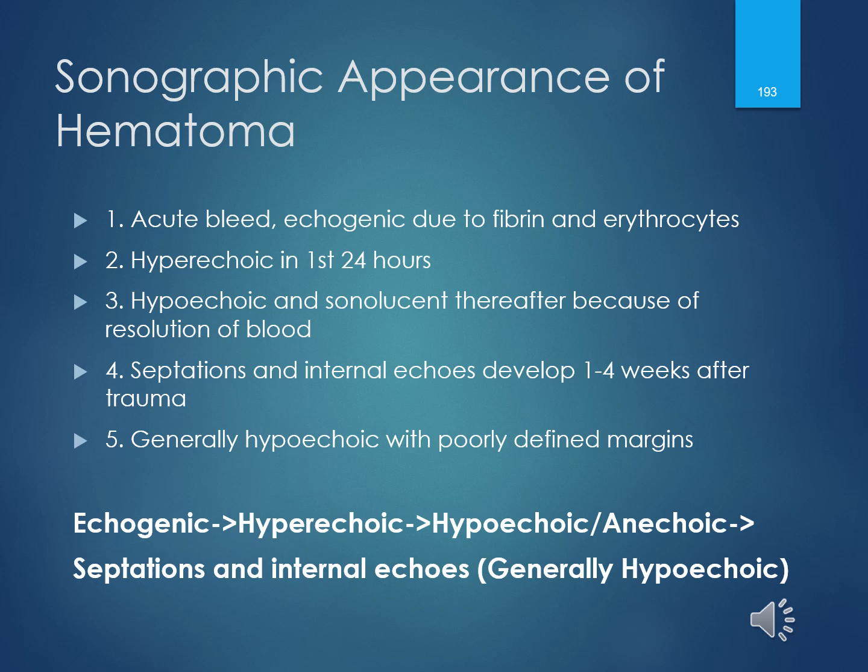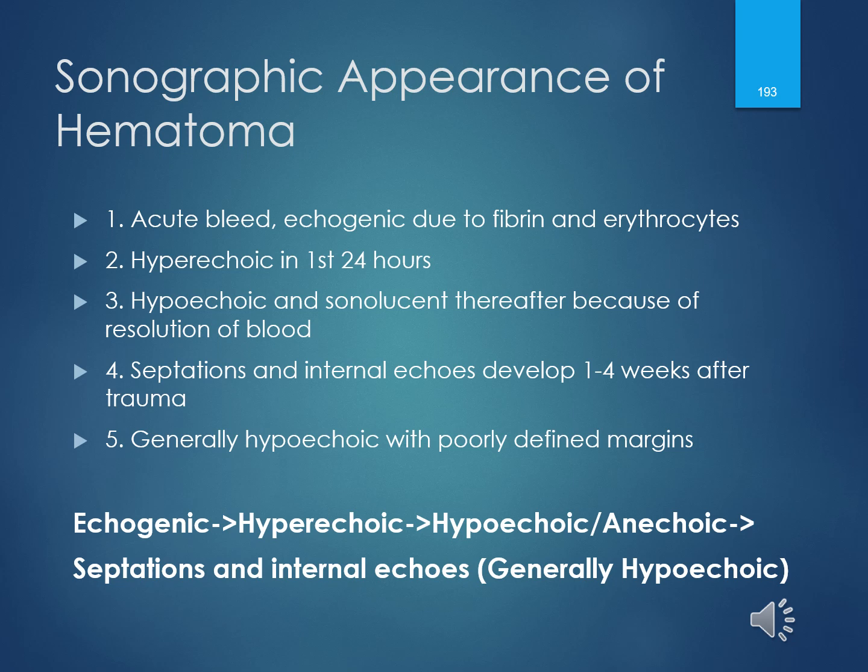The sonographic appearance of a hematoma is going to change over time. The sonographic appearance of blood changes over time. Okay? An acute bleed is going to be echogenic at first due to fibrin and erythrocytes in it. Then it's going to settle a little bit and become hyperechoic in the first 24 hours. Thereafter, it'll be hypoechoic and sonolucent. Synonym for sonolucent is anechoic, which we use more often.